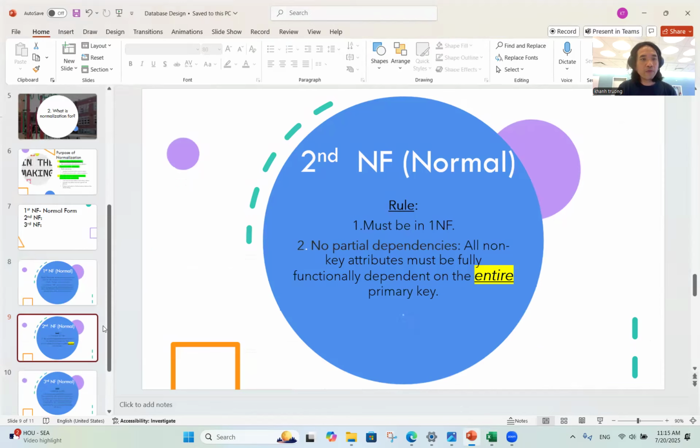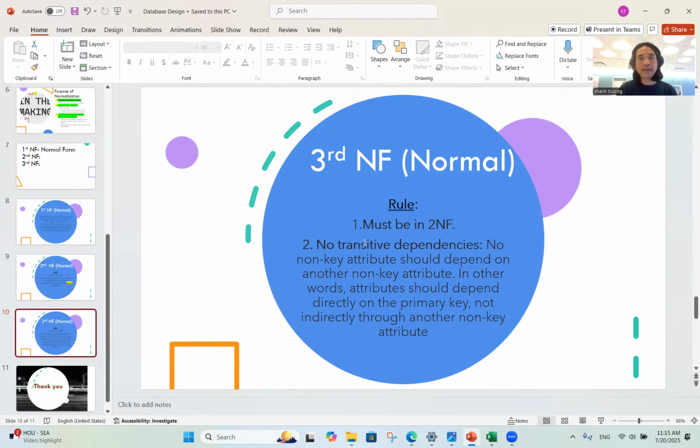Okay, so now we move on to the third normal form. It must be in the second normal form. All of these tables are already in the second normal form. No transitive dependency, right? No non-key attribute should depend on another non-key attribute. In other words, attributes should depend directly on the primary key, right? Directly on the primary key, okay?